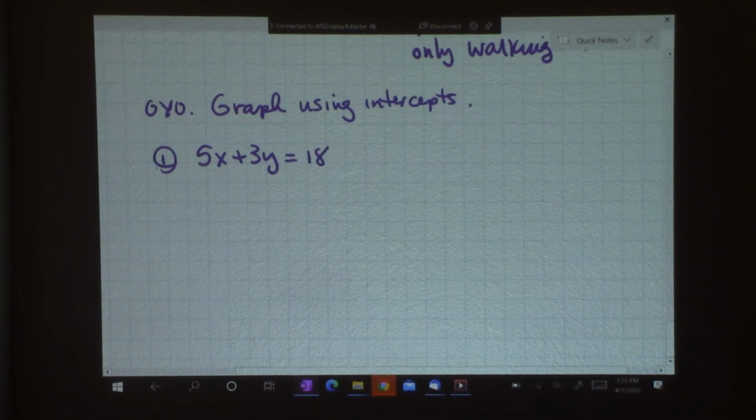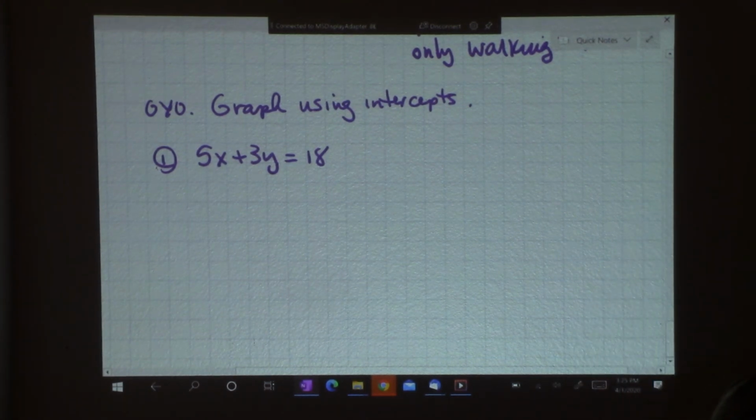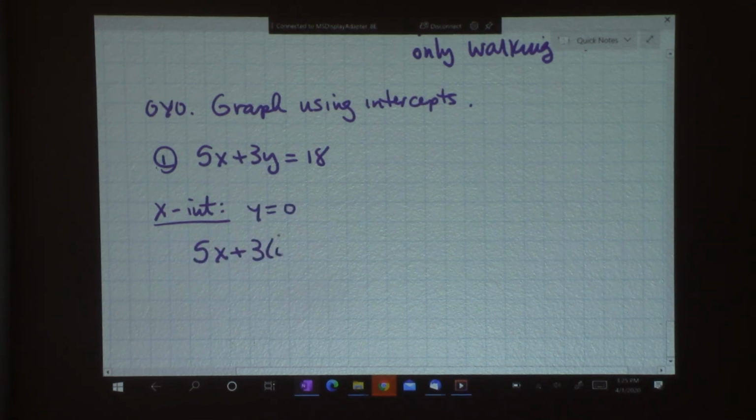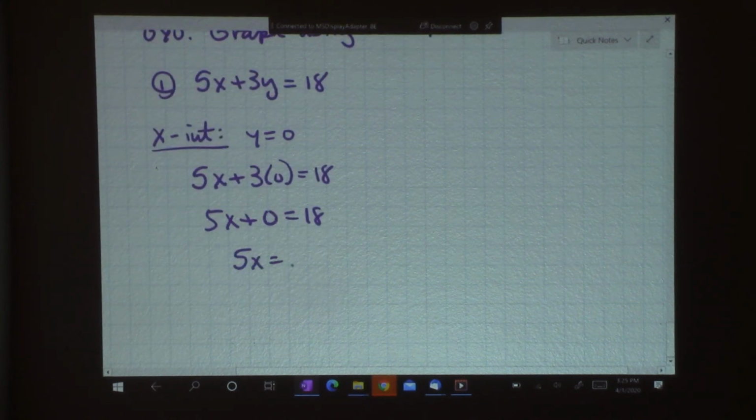Okay, let's hurry up and finish this. All right, if we do the x-intercept, that means y is 0. So I'm going to put in 3 times 0. So I get 0 here. 5x plus 0. See that? Isn't that nice and easy? I love that for graphing. Even though we get a fraction, that's okay.